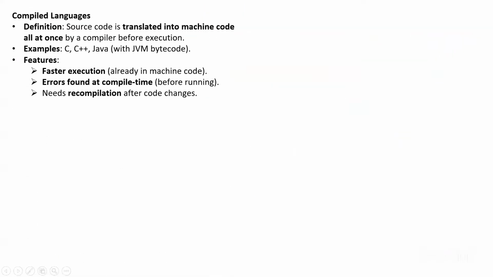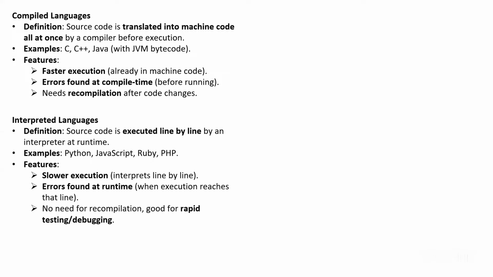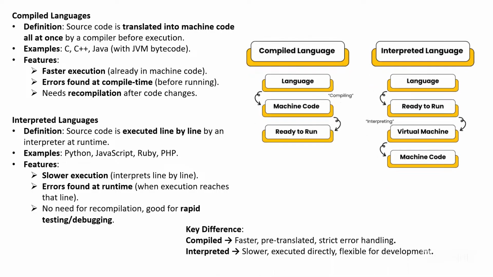A compiled language is nothing but the source code being translated completely into machine code at once by the compiler before execution. It is faster. Errors are found at compile time and it ends there only, but when you fix it, it needs recompilation. Whereas an interpreted language executes line by line. It is slower compared to compiled, but it is very easy to fix errors at runtime, with no need to recompile. It will just work from that particular line of code, and it is good for rapid testing and debugging. This is how it works.